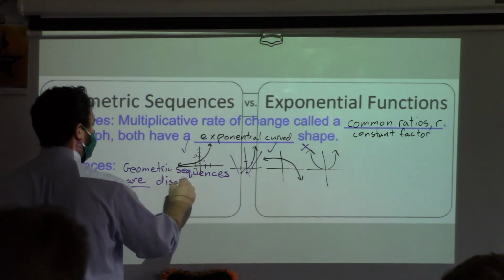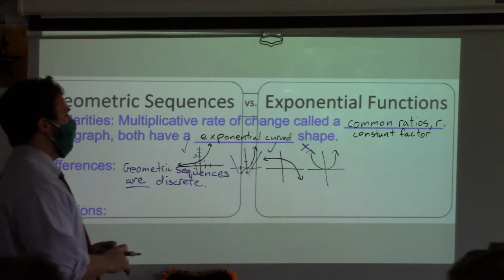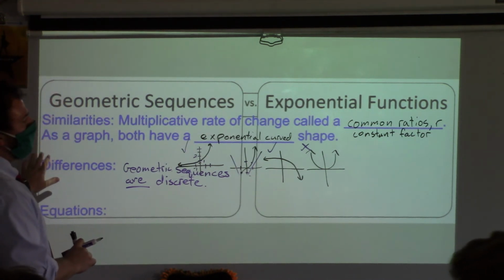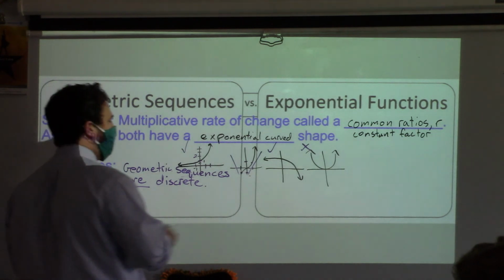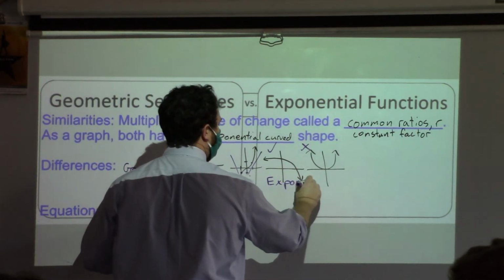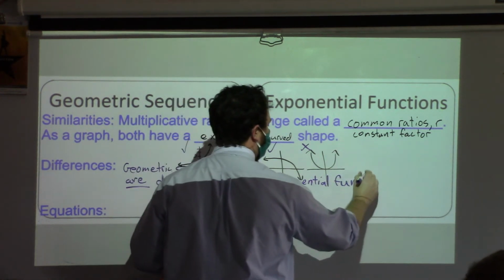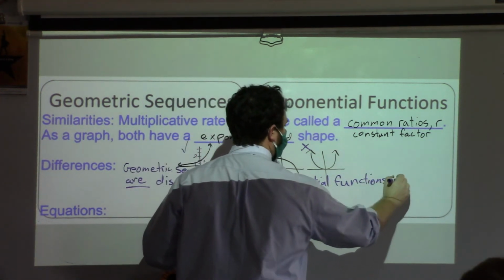We need to recognize that geometric sequences are discrete, just like arithmetic sequences. But remember, geometric sequences are a type of exponential function. So exponential functions are what? Actually, let me reword that. They can be what? They can be continuous or discrete.